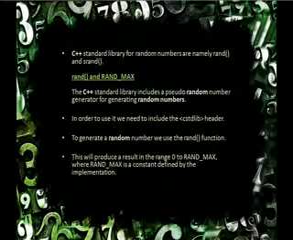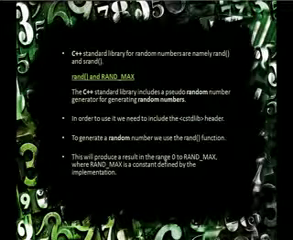Generation of random numbers using C++. The C++ standard library functions for random numbers are namely rand and srand. Rand and RAND_MAX. The C++ standard library includes a pseudorandom number generator for generating random numbers.